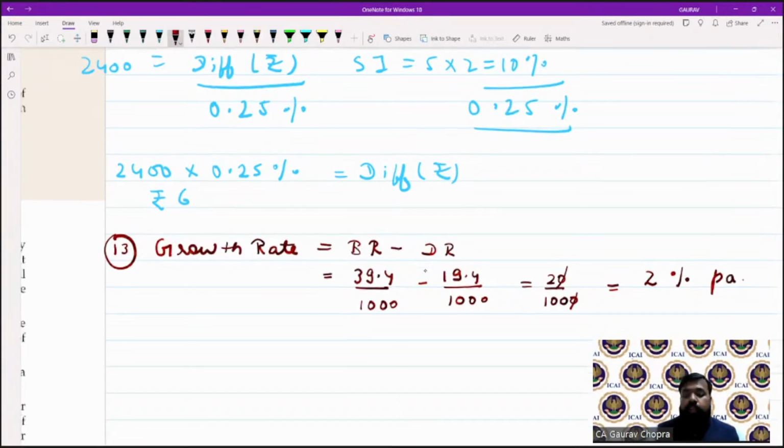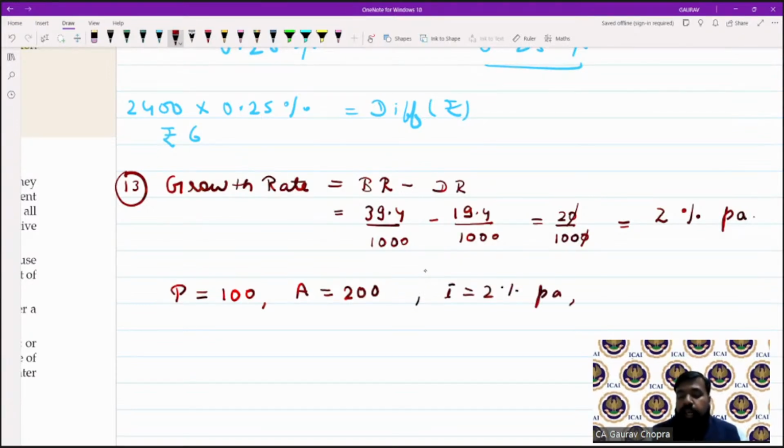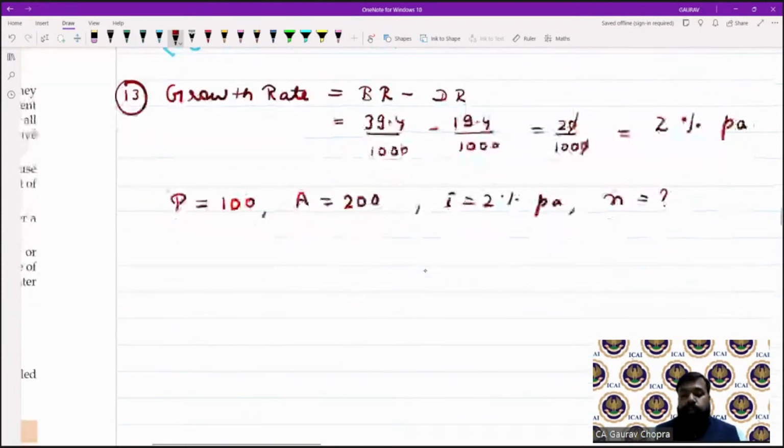All right. Now what is the requirement? The population is getting doubled in how many years? कितने सालों में population दुगनी हो रही है? So if the population initially is 100, then the population is getting doubled. तो amount कितना हो जाएगा? 200. You can take P and 2 times of P also, या फिर 100 and 200 also can be taken. So if the principal is 100, population after is getting doubled, so it is 200. I will be 2% per annum, and N we have to find out.